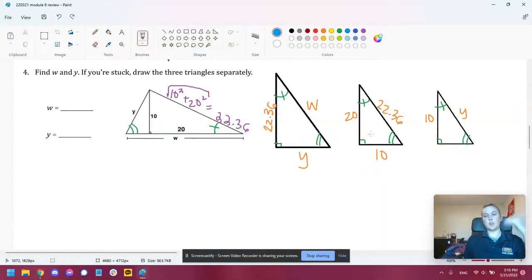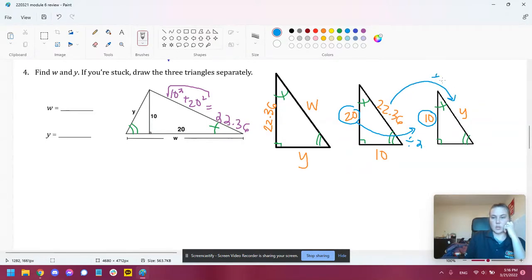Cool. Should we solve for W or Y first? It obviously doesn't matter. I'm going to solve for Y first just because it looks nicest. From here to here, the scale factor seems to be divide by 2. So from 22.36 to Y, I will also divide by 2.